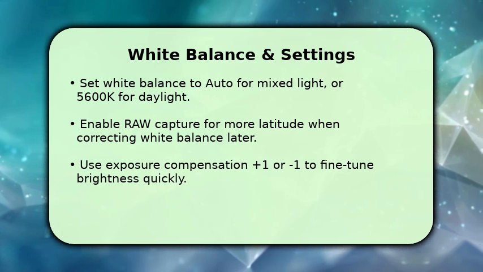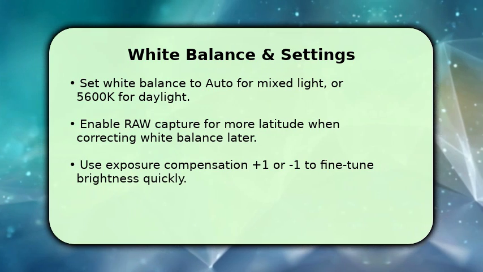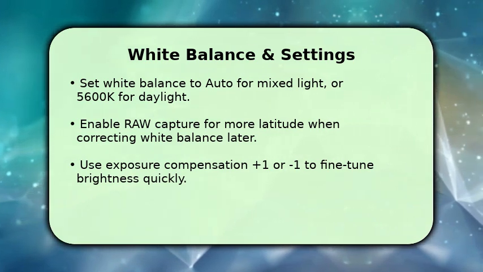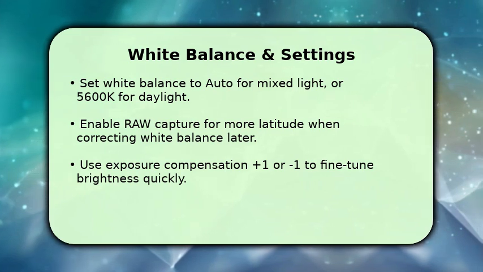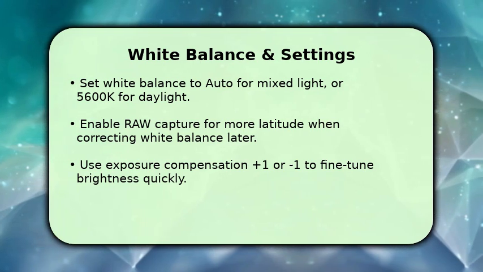Use exposure compensation of +1 or -1 stop to fine-tune brightness without changing aperture or shutter. Lock commonly used settings like ISO and AF mode in camera menus to prevent accidental changes.